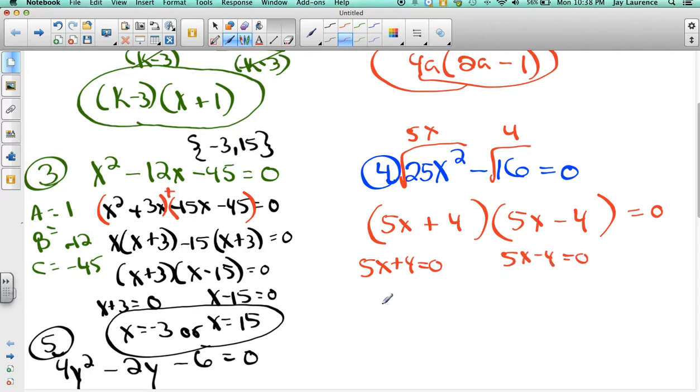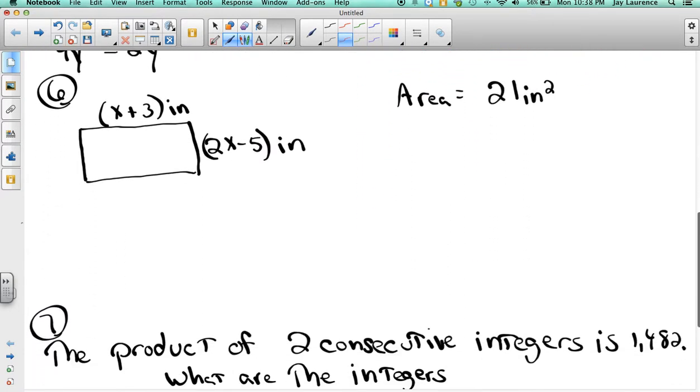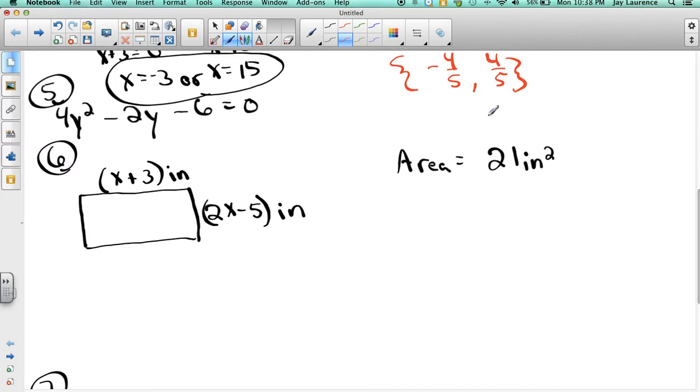I'm going to solve these really quick, and I'm just going to go to a negative 4/5 and a positive 4/5. I expect that you should be able to solve these two-step equations without me showing every gory detail at this point. All right, number 5, looks like I ran myself out of room.